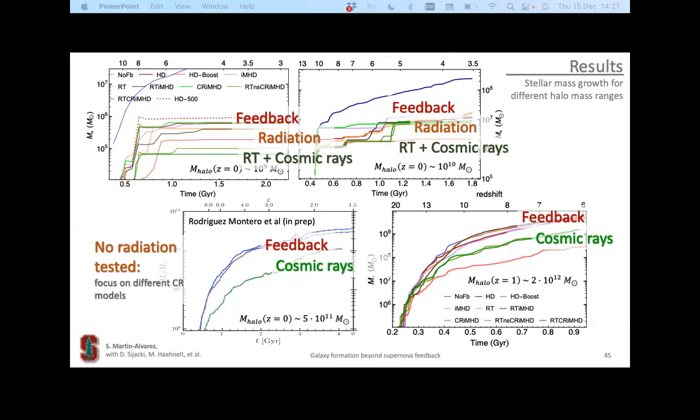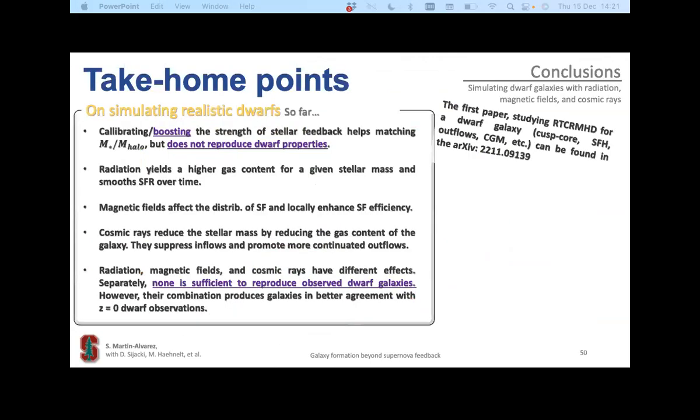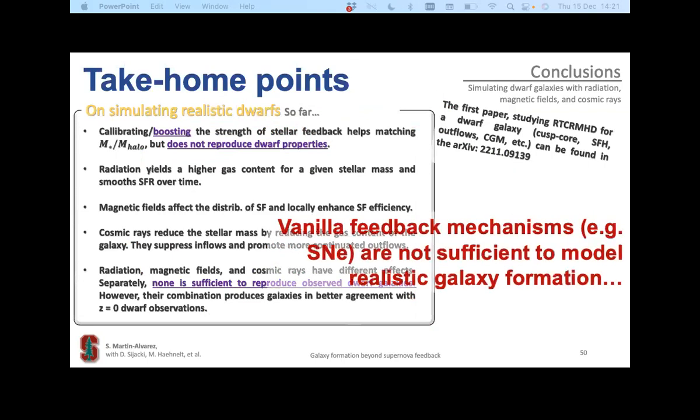And yeah, just to not take too much time, I'll just go back to the conclusions. There is a paper out on this. You can check it out for this particular dwarf. In general, we would argue that the standard physical models for feedback are not doing that well, again, compared to generally realistic galaxies, even calibrated.